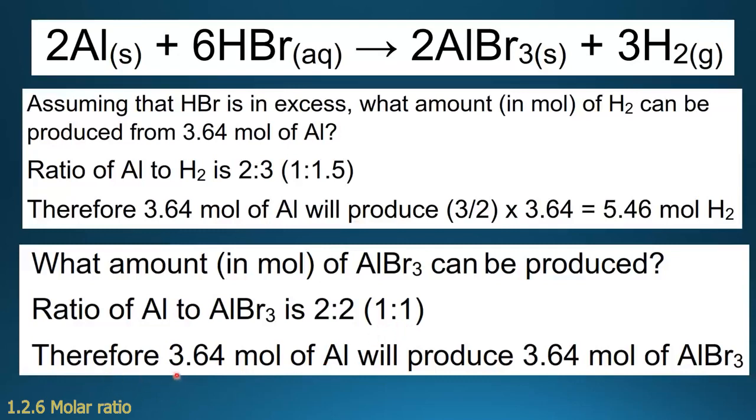So therefore 3.64 moles of aluminium will produce the same amount, that's 3.64 moles of aluminium bromide.